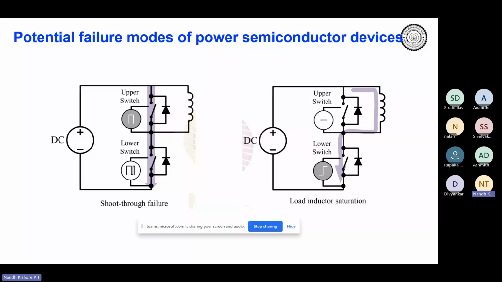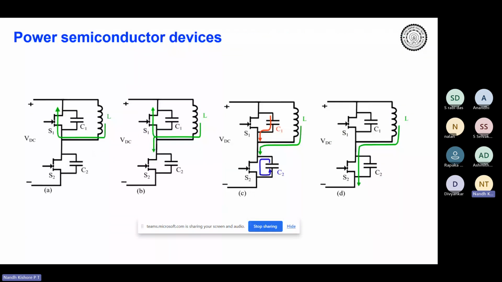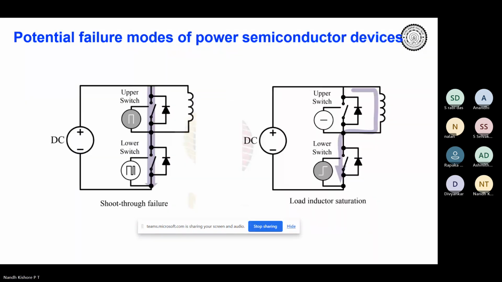Okay, after you studied the double pulse test, you also studied potential failure modes for power semiconductor devices. You have two kinds of failures. You have what is known as a shoot-through failure, also known as a hard switched fault, HSF, as we call it.